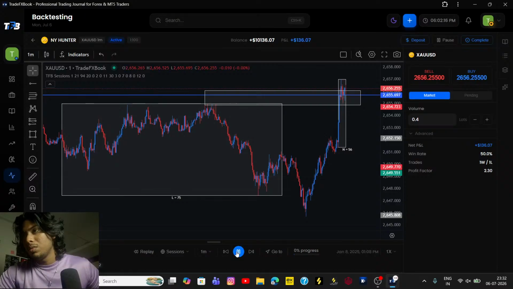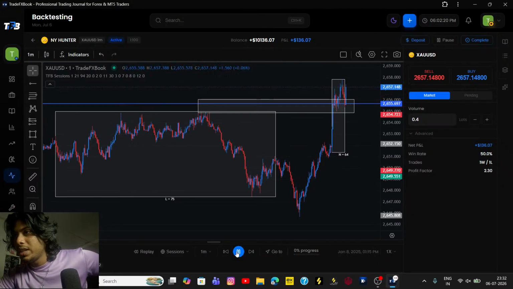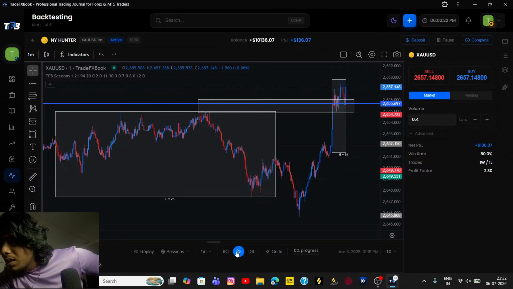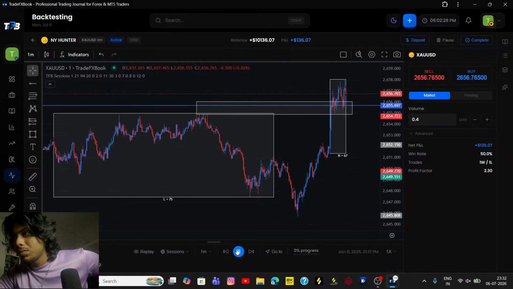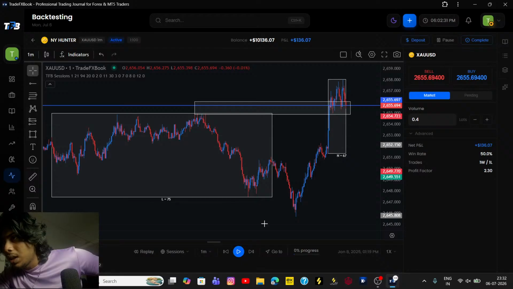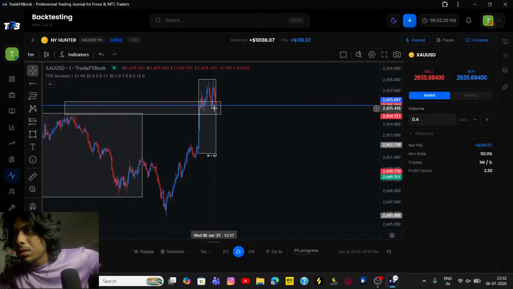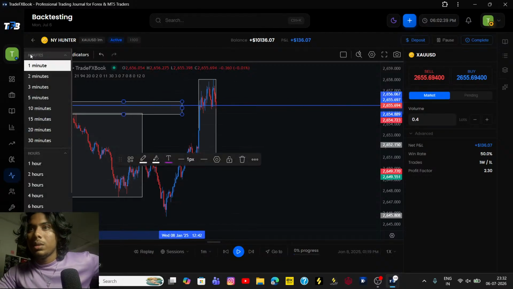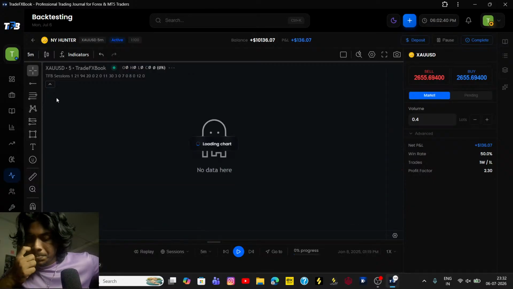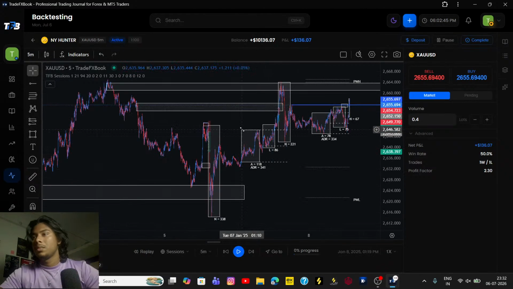Actually, it didn't take this low out, so no. Okay, I would have entered here. I will enter here definitely. So I will go on the 5-minute time frame to check the candlestick pattern. So what's the candlestick pattern here? Let's see.